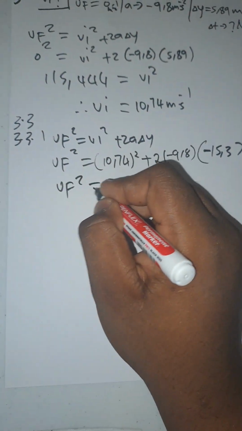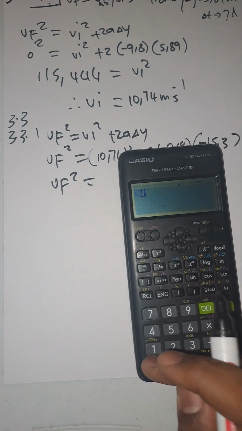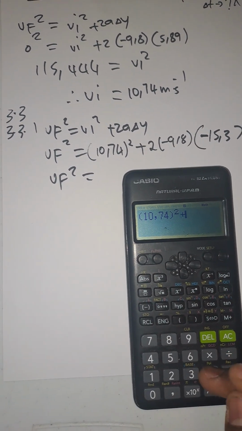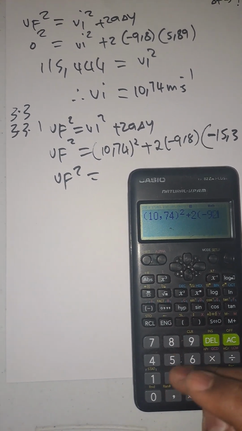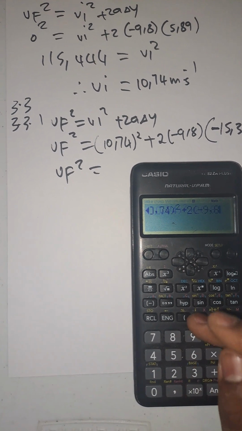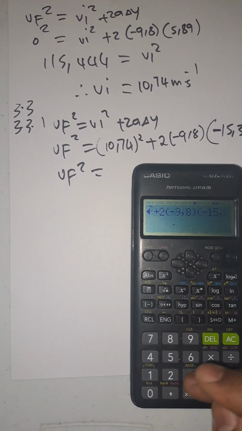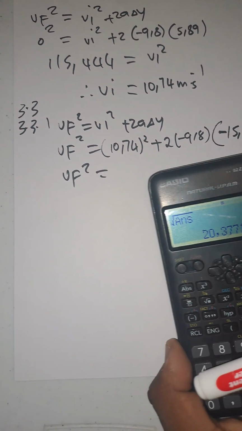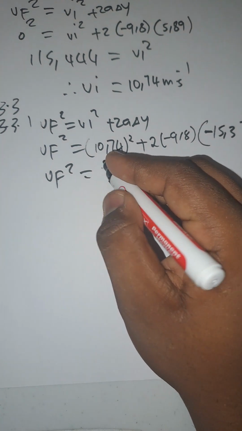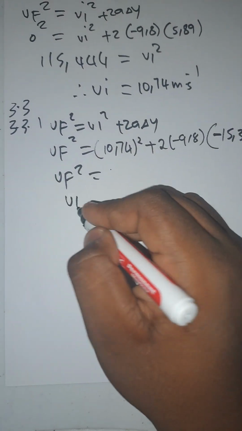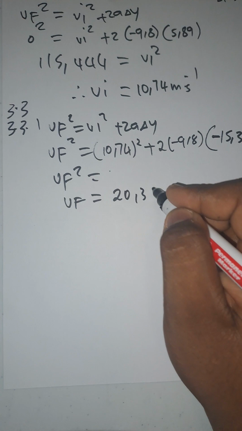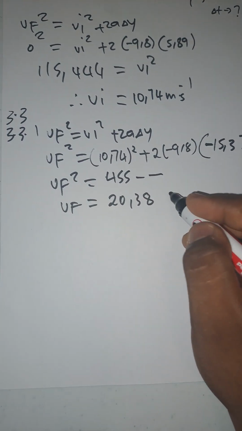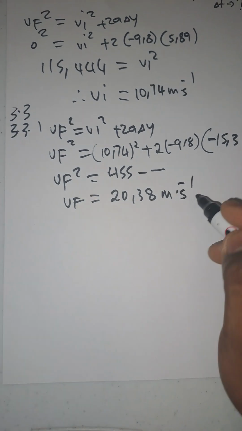So Vf squared is equal to 10.74 squared plus 2 times negative 9.8 times negative 15.3, and then let's find the square root. My answer is 20.37, oh, I forgot that one. So Vf is equal to 20.38. Here I think I got 455, something. So our final answer is 20.38 meters per second.